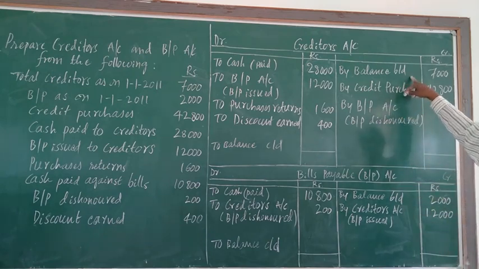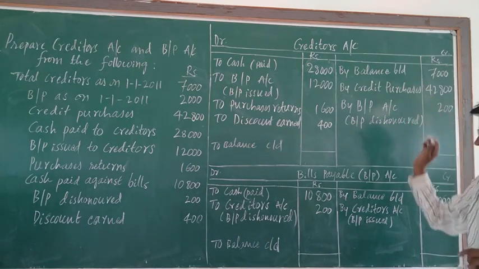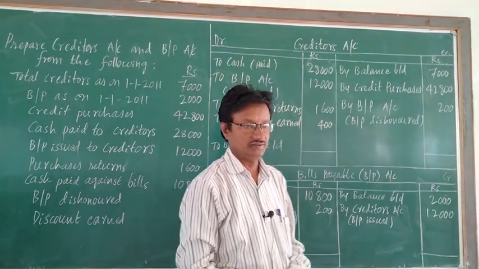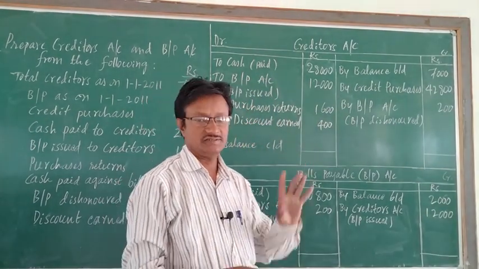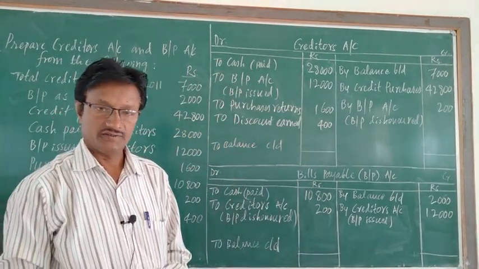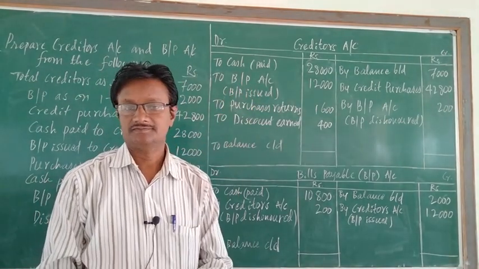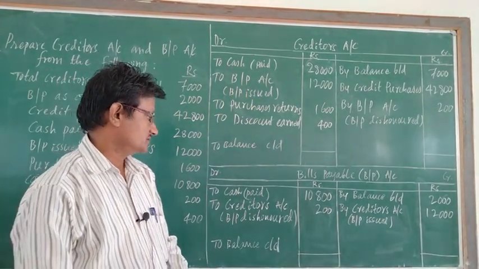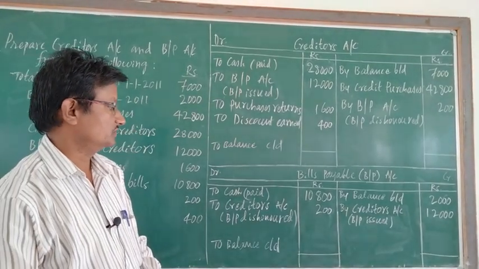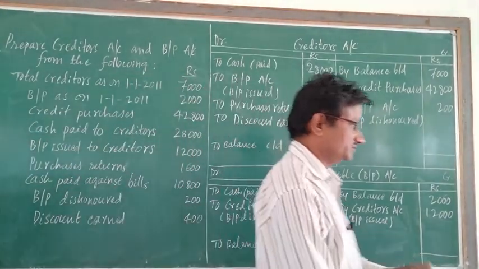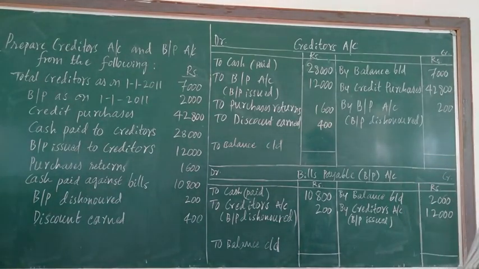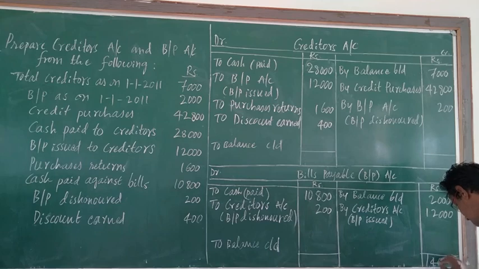The entries on the credit side are opening balance of creditors, credit purchases, and bills dishonored. If you remember these three entries, then all other entries you have to take on the debit side. So next we have to close the bills payable account and find the missing figure. The missing figure here is closing balance of bills payable account. So the total on the credit side is more, that is 14,000.